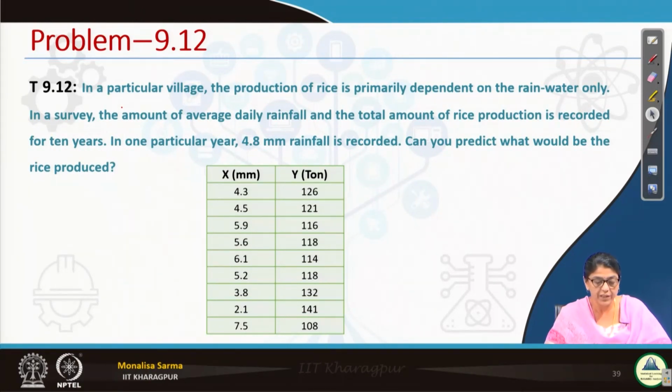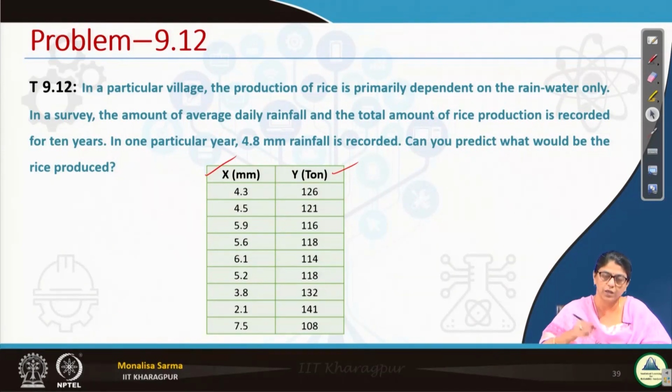So next question: in a particular village the production of rice is primarily dependent on rainwater only. In a survey, the average daily rainfall and the total rice production are recorded. This is the rainfall and this is the rice production. In one particular year 4.8 mm rainfall is recorded. Can you predict what the rice produced would be? Simple question of regression analysis, isn't it? Given the value of the independent variable, we have to find the value of the response.